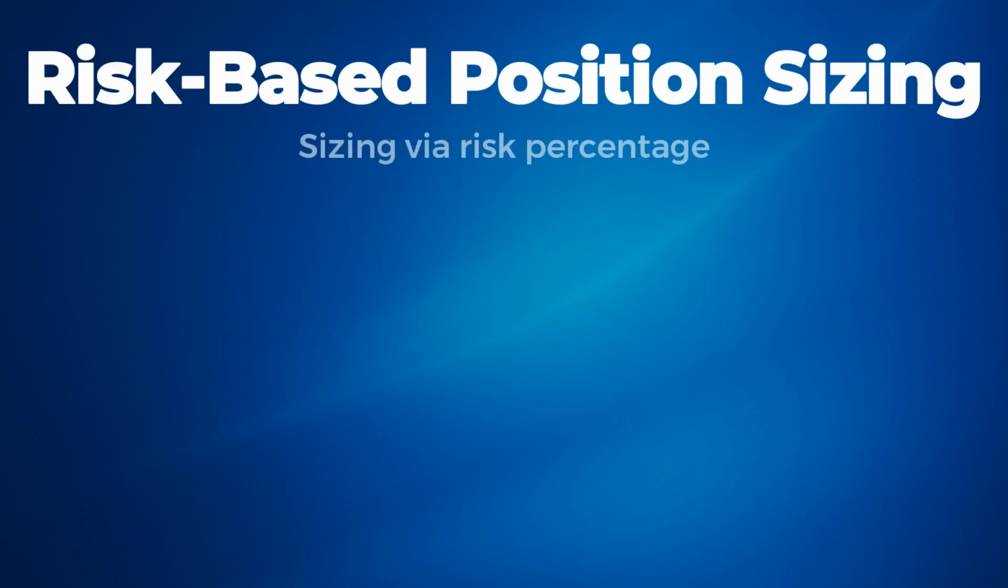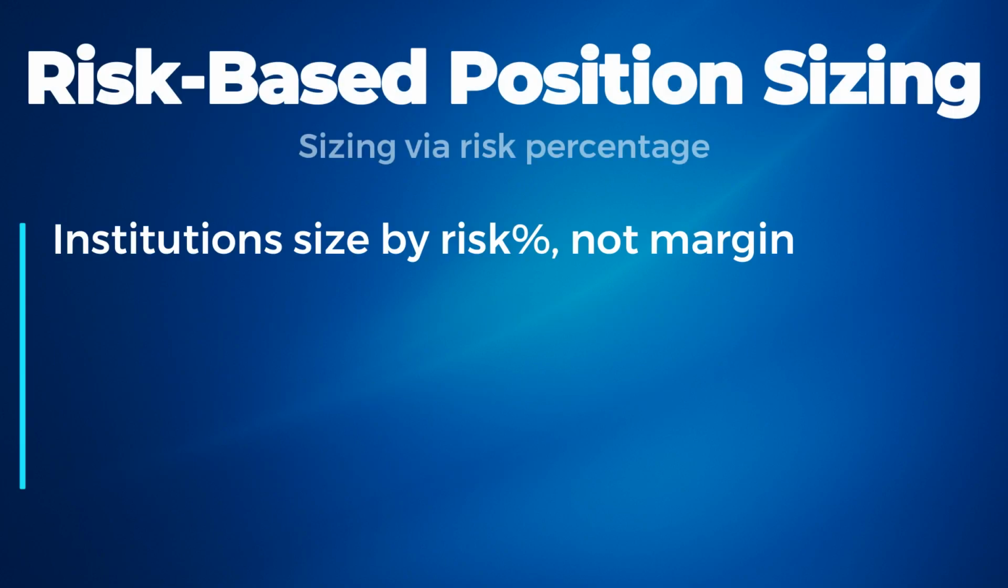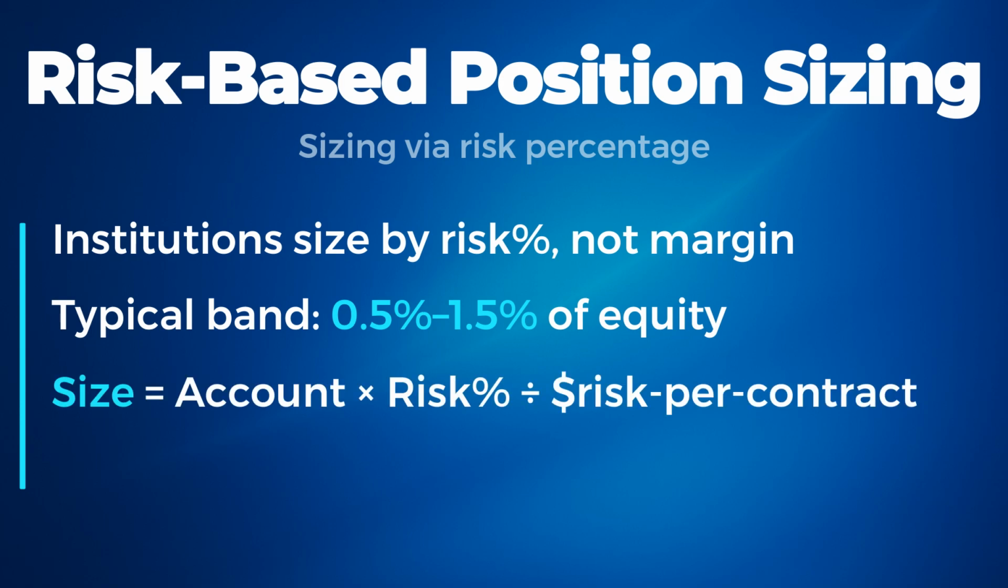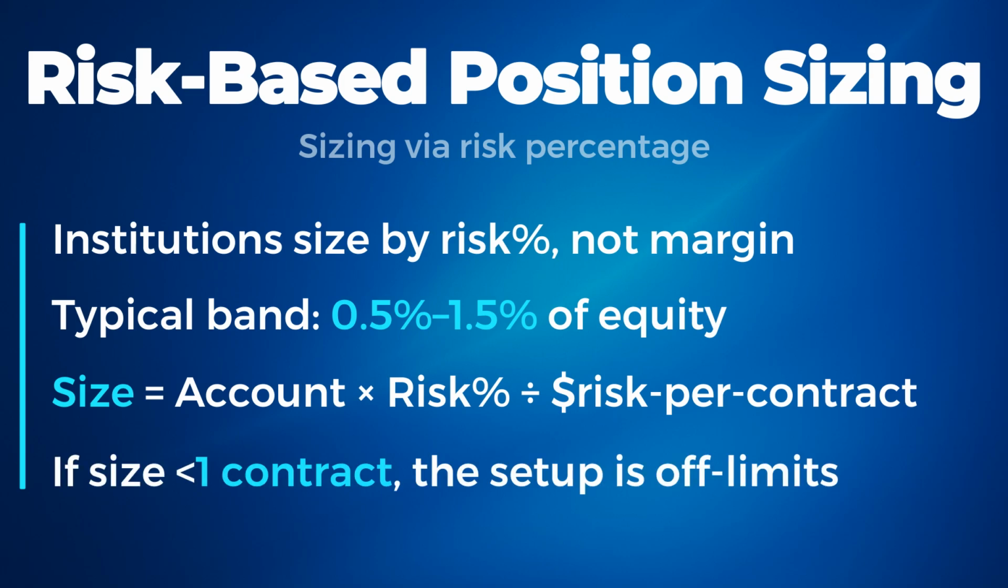Institutional traders never size positions using margin. They size positions using risk percentage. A typical institutional band is 0.5 to 1.5% of account equity per idea. Position size comes from one formula: account value multiplied by risk percentage, divided by the dollar risk per contract at your stop. If that result is 0, the contract is off limits for that setup. That is the 1% rule, and you'll use it repeatedly.